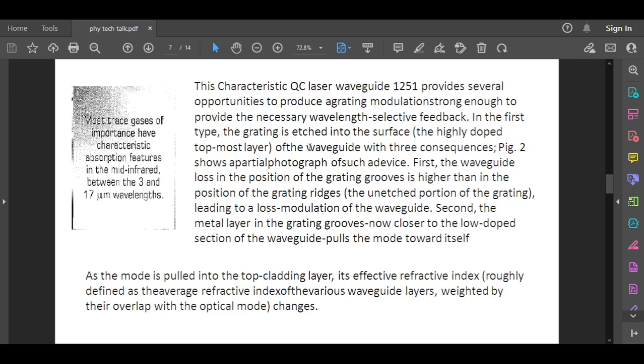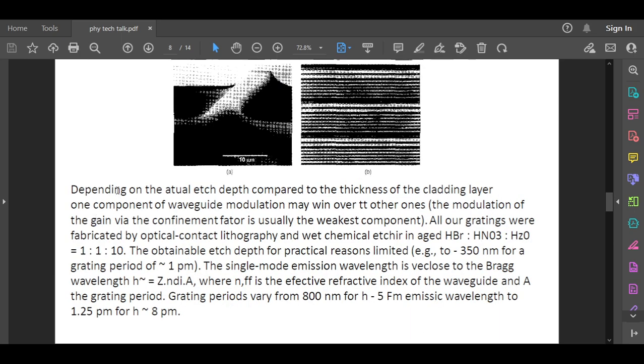Second, the metal layer in the grating grooves, now closer to the lower doped section of the waveguide, pulls the mode towards itself. As the mode is pulled into the top cladding layer, its effective refractive index, defined as the average refractive index of the various waveguide layers weighted by their overlap with the optical mode, changes. Depending on the actual etch depth compared to the thickness of the cladding layer, one component of waveguide modulation may win over the other.